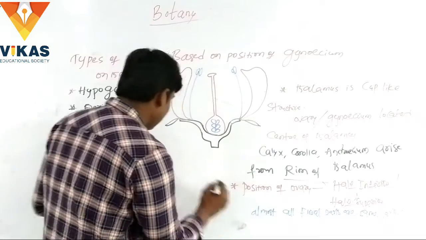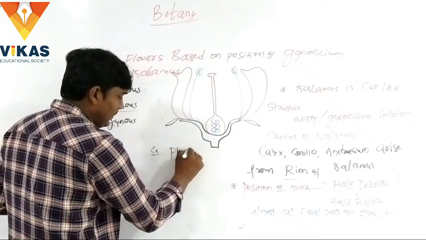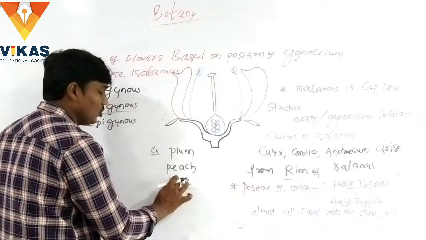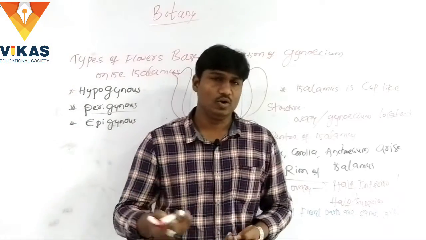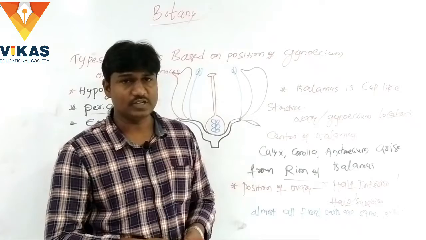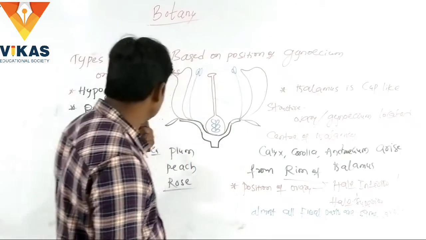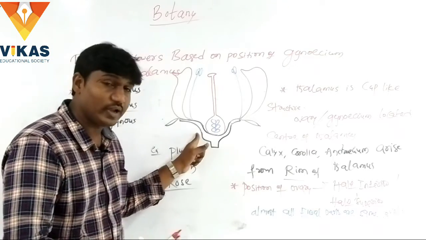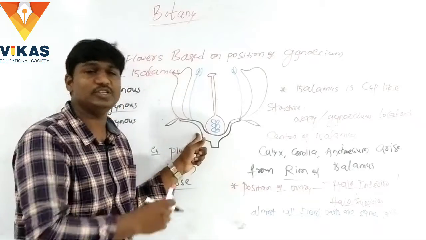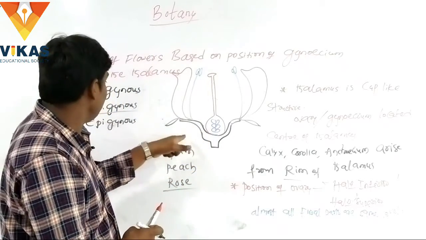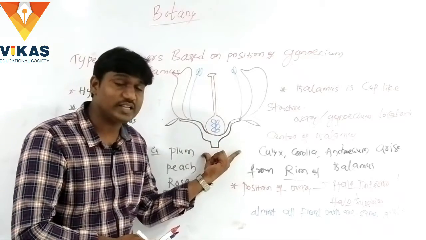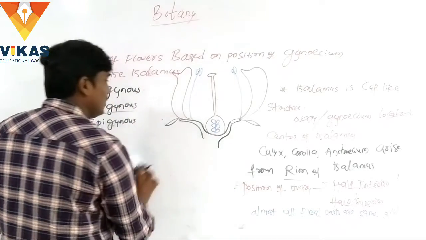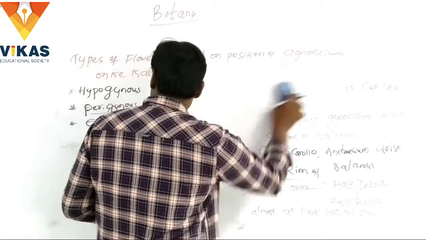Important examples are plum, peach and rose. So these are the main examples of perigynous flowers. In hypogynous, the ovary is located on the highest position of the thalamus, whereas in perigynous the ovary is located at the center of the thalamus.